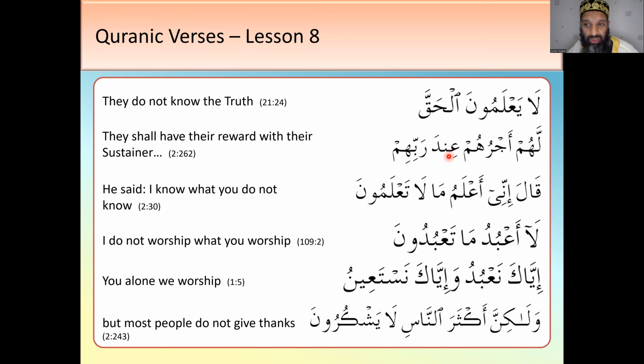Inda, inda means with. Rabbihim. Rabbihim, anybody? Their Lord. Isha was at 8:46, okay. Isha over here, mine's at 9:15. So inshallah at about 10 past 9, inshallah I'll be leaving. And inshallah I'll be finished by then.